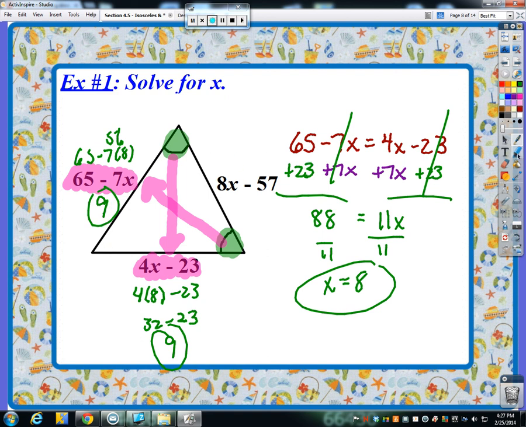So you might be wondering, what significance did the 8x minus 57 side have in all this? Nothing. It had nothing to do with this problem. It was a distractor, if you will.